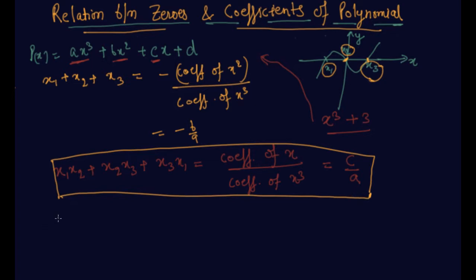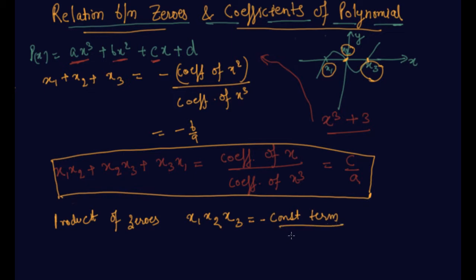There is one more formula regarding the product of zeros or roots, meaning x1 x2 x3, which will be equal to the negative of the constant term upon coefficient of x cube, meaning minus d by a.